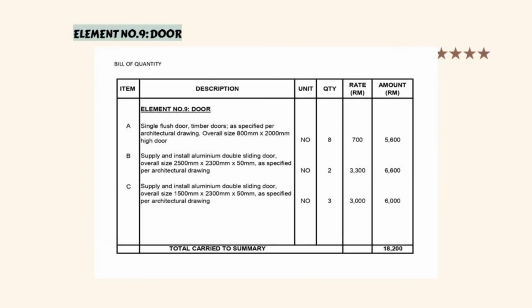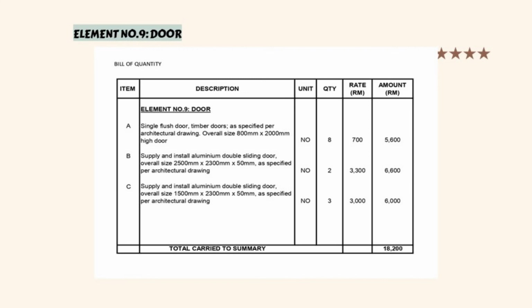Bill of quantity for element number 9 door. In our project, we use single flush timber door and we use aluminium double sliding door. For aluminium double sliding door, we use two different sizes. For single flush timber door, the size that we use in this project is 800 mm times 2000 mm height door, and we use 8 of this door, and they cost us 5,600 ringgit.